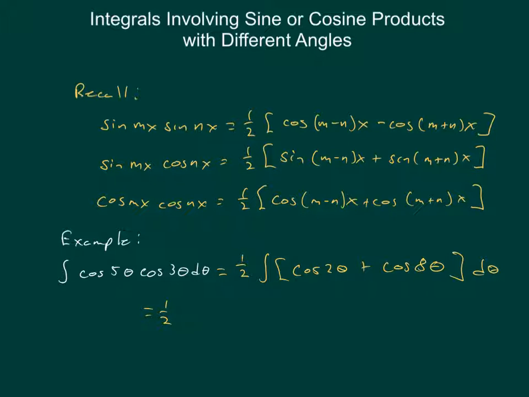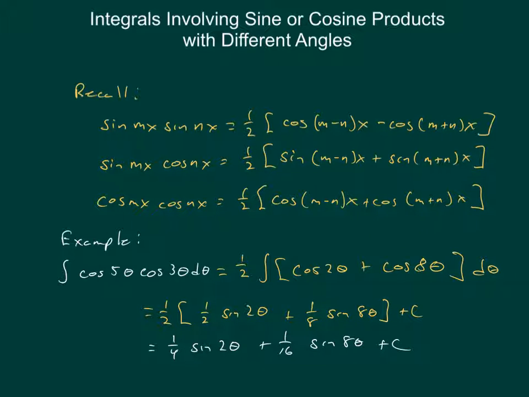And so I just need to integrate that. So that's going to be 1/2. The integral of cosine of 2 theta is going to be 1/2 sine of 2 theta, plus the integral of cosine of 8 theta is going to be 1/8 sine of 8 theta, plus c. Or when I distribute the 1/2, I'll have 1/4 sine of 2 theta plus 1/16 sine of 8 theta plus c.